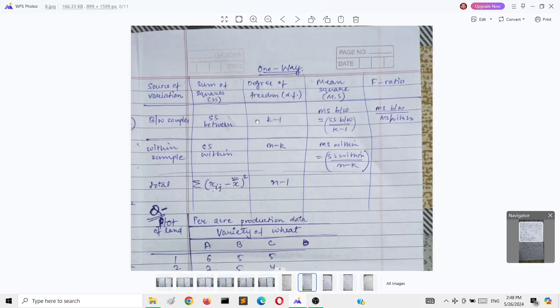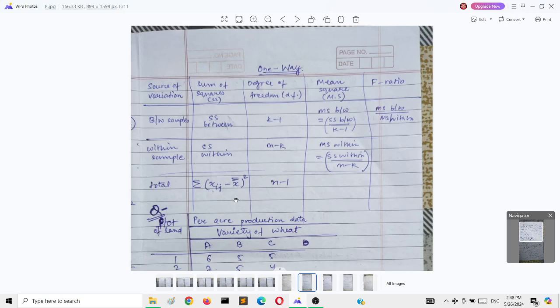The degree of freedom between the samples is just k minus 1, because there are k samples, so we have k minus 1 degrees of freedom. We generally subtract 1 from that. Then within the sample, where you were adding all of those difference terms, the degree of freedom is n minus k. And the total degree of freedom comes out to be total samples minus 1, right? Because this is the general convention: you have the total samples, say n, you subtract 1 from that, and you get the degree of freedom.